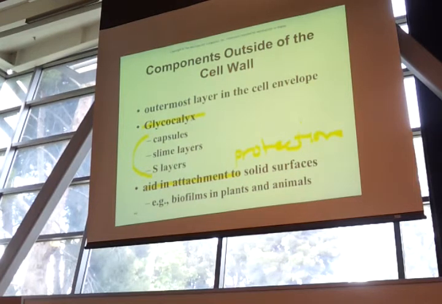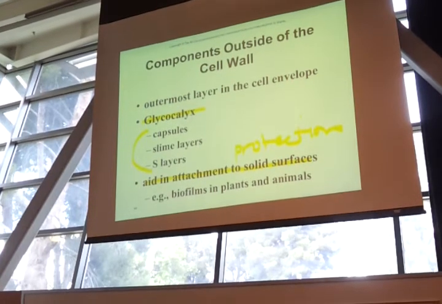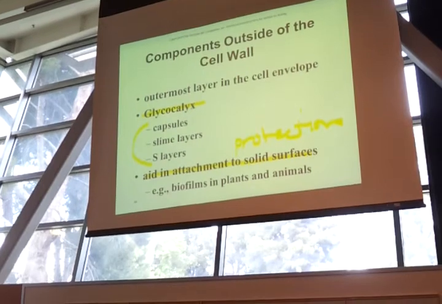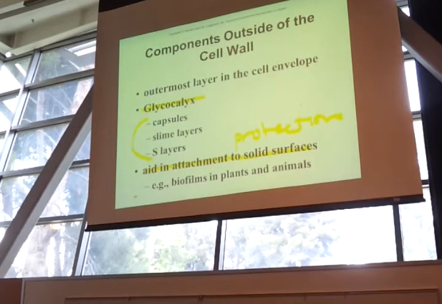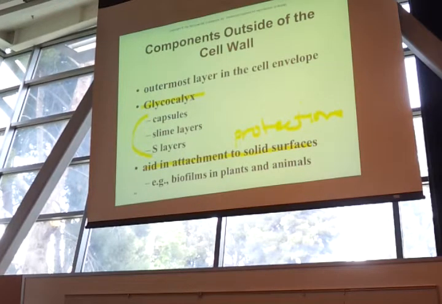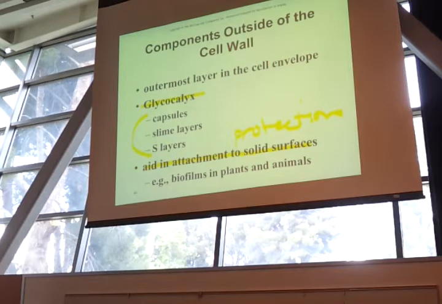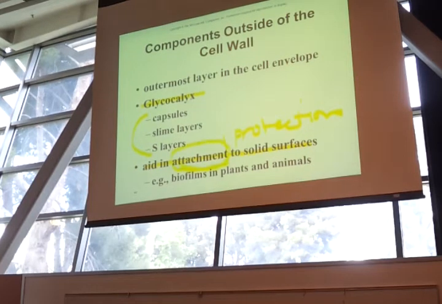So when it says aid in attachment to solid surfaces, that means it could be something that is allowing it to attach to whatever substrate it's on. It could also allow it to attach to other bacteria. So when it says solid surfaces, that's really only one part of it. Basically, they aid in attachment, period. Attaching to each other, attaching to any kind of substrate they might be on, whether it's a solid surface or another bacterium.